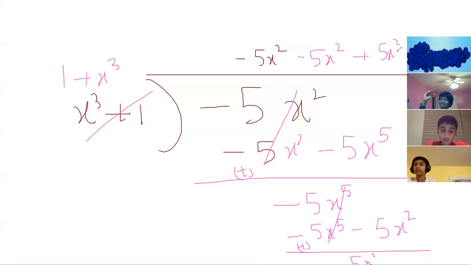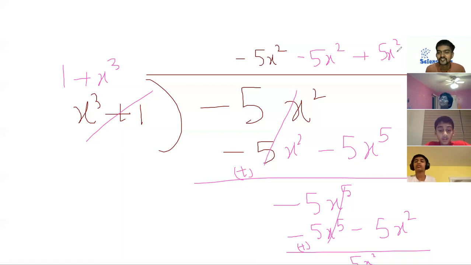Dude, it's 5x. It's 0 minus 5x squared. It's minus 5x squared. That's all that's left. No, wait. Once he got... look.